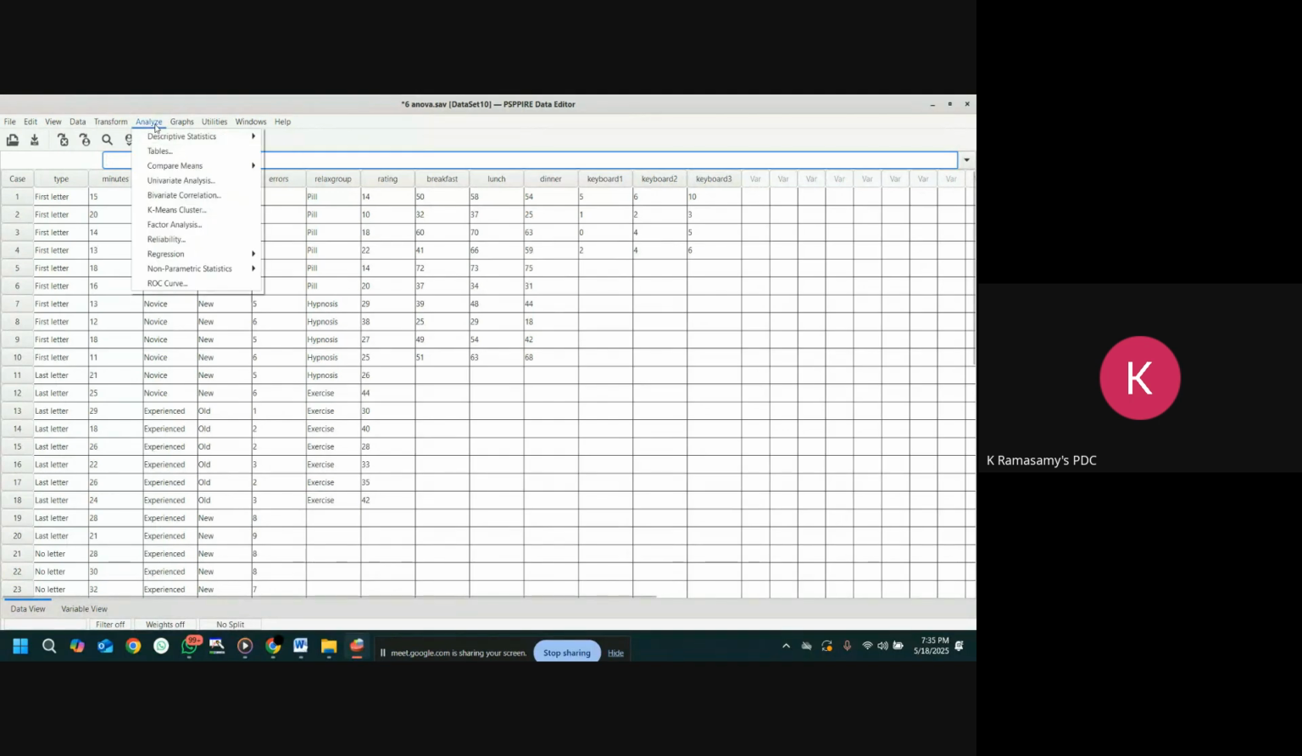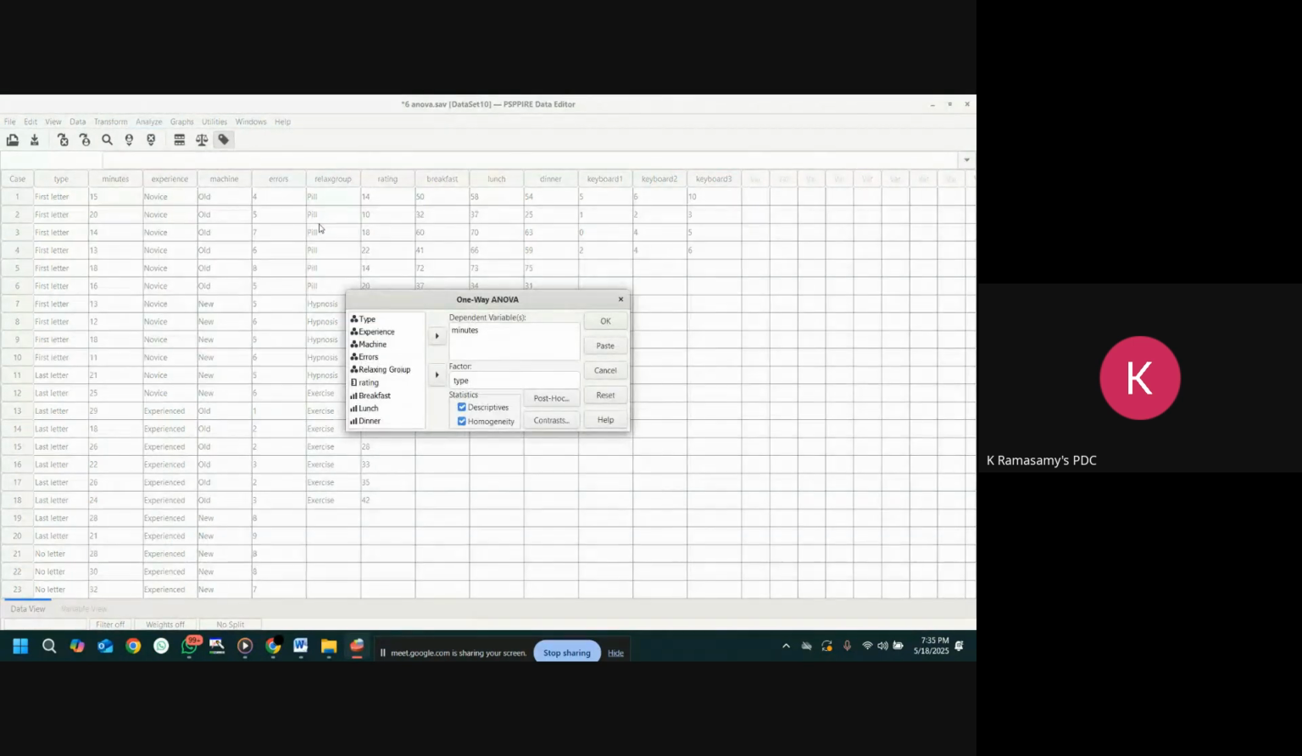I'll go to analyze. I'll go to compare means. I'll go to one-way ANOVA. In one-way ANOVA, the rest, minutes, okay. Type is okay. Apart from this, I am going to select one more option called post hoc. What is the post hoc? Once you find that the ANOVA value is significant, P value is significant, there's a difference between or among these 3 groups of people, you need to find out which pairs of people are actually responsible for the significant change. To find out that, you go for post hoc test.